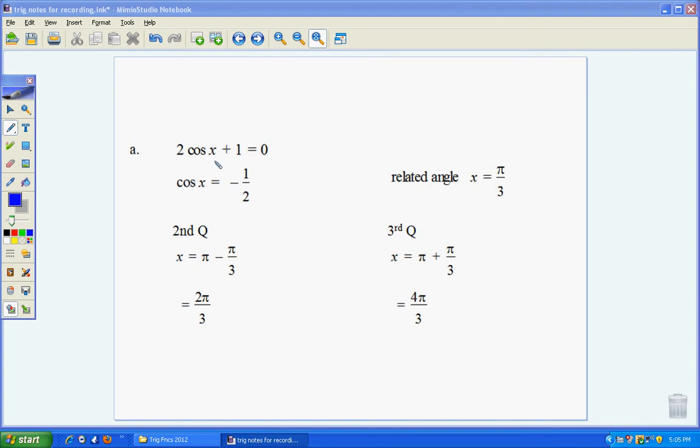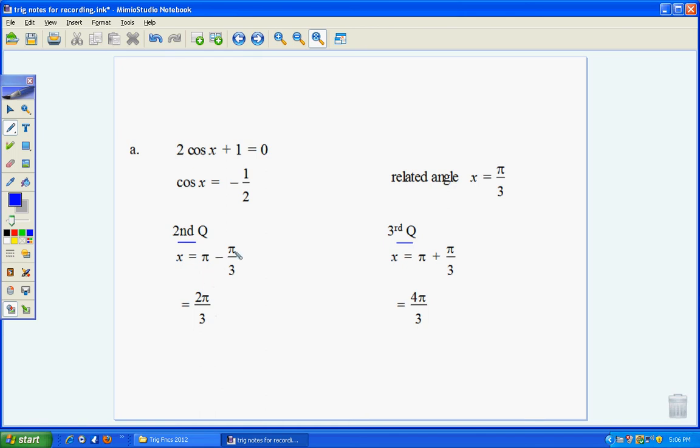So 2 cos x plus 1, we know that we've got to simplify that and get down to cos of x is equal to minus a half. Now, what angles are going to give us minus a half? We know a related angle would be pi on 3, because inverse cos of a half is pi on 3, or 60 degrees. So it's negative, so we've got the second quadrant and the third quadrant is where this angle's going to be. So 180 minus 60, or pi minus pi on 3, gives us 2 pi on 3.